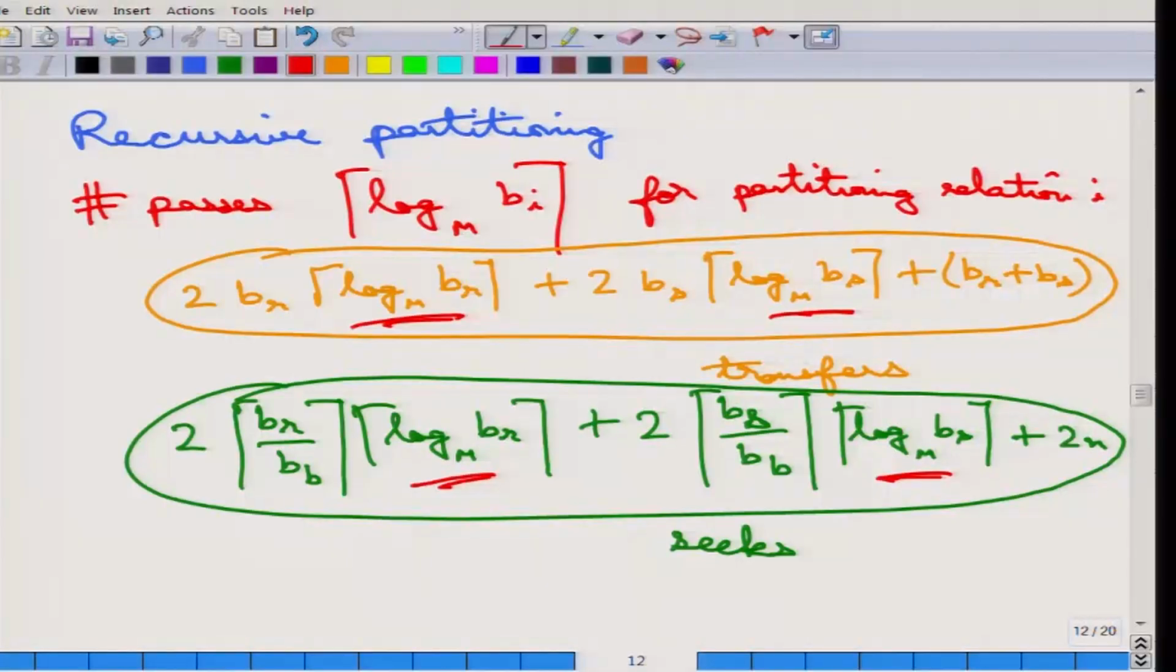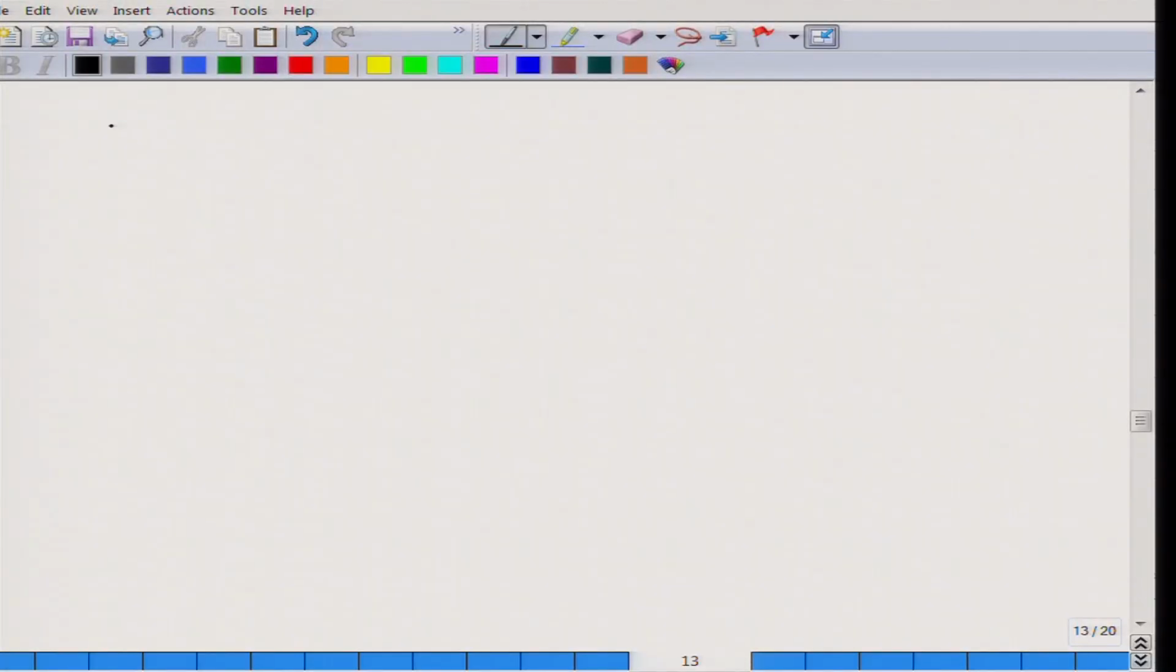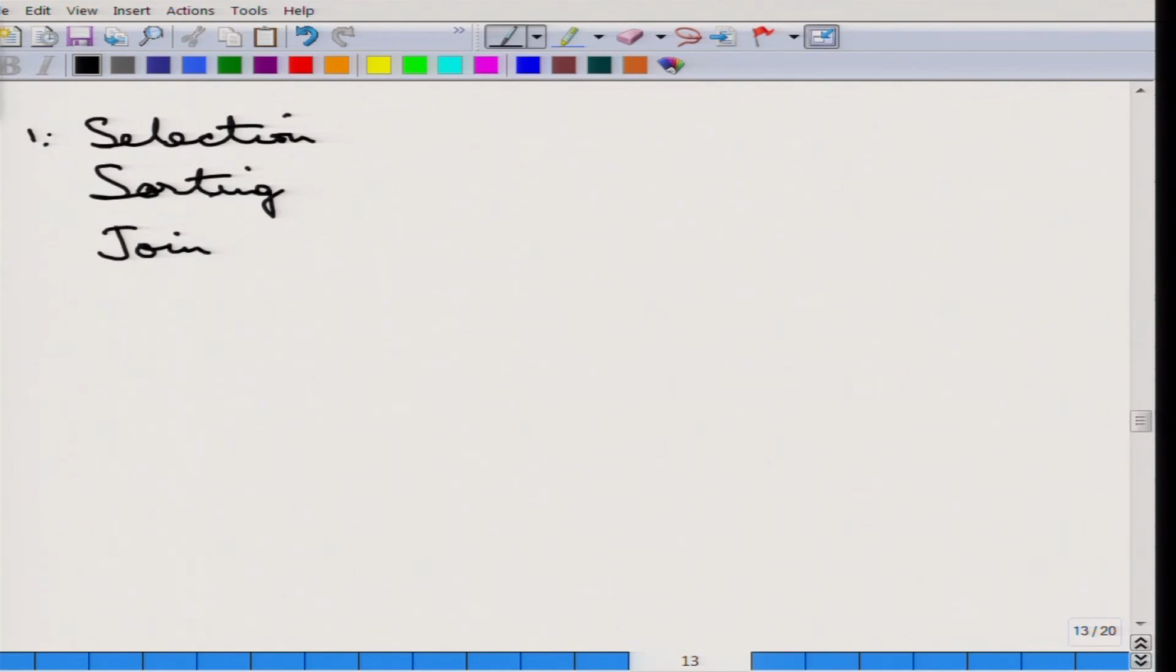So let us take stock of what we have done so far. We have handled selection, we have handled sorting, and we have handled join. So these are the 3 main operations that we have handled so far. There are some other kinds of operations.